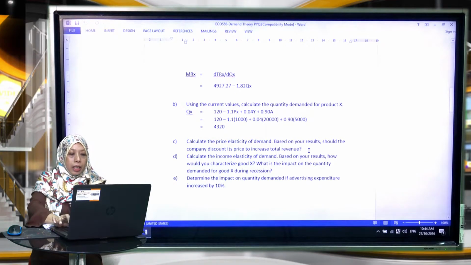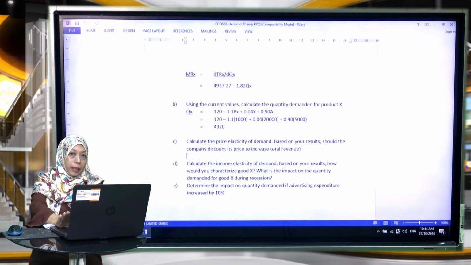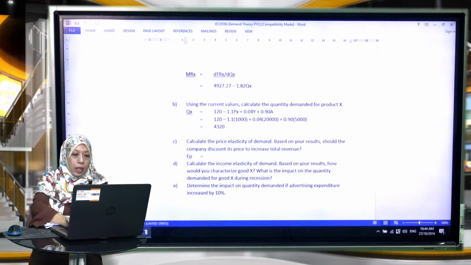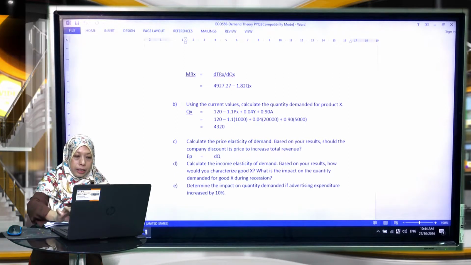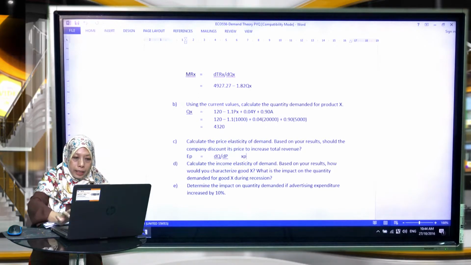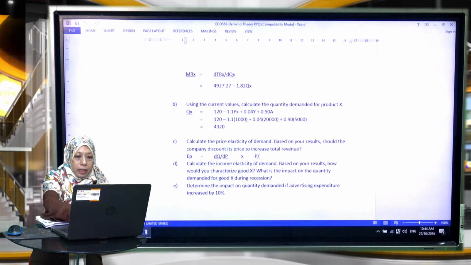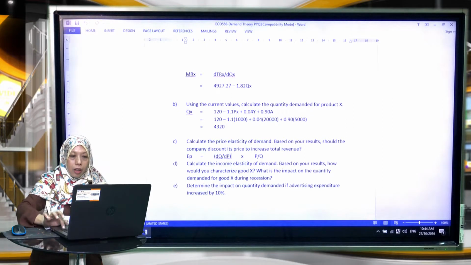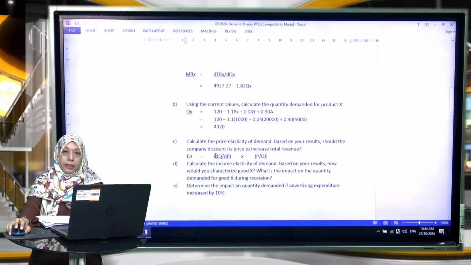Now, as I said, if you are given a demand function and one value for each of the independent variables, then you need to use the point elasticity formula. So to calculate the price elasticity of demand, you need to differentiate the demand function with respect to price, and then multiply that by price divided by quantity. So you need to find all these values before you can proceed in calculating your price elasticity of demand.